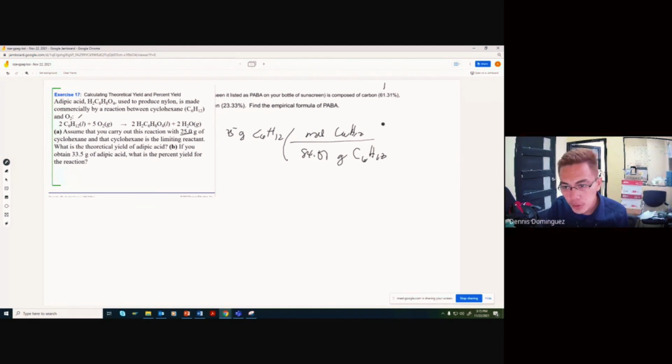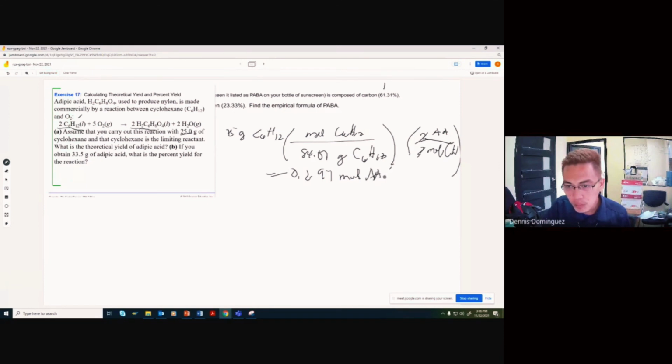Now, the relationship for this balanced reaction is for every 2 moles of your cyclohexane, the result will be 2 moles of your adipic acid. Meaning to say, ang i-multiply nimo dire is 2:2. Meaning 2 moles of your cyclohexane is needed to react para makaproduce ka og 2 moles of your adipic acid or AA. Cancel na, 2 divided by 2 is 1. So, 25 divided by 84.07 is equal to 0.297 mole of your adipic acid.